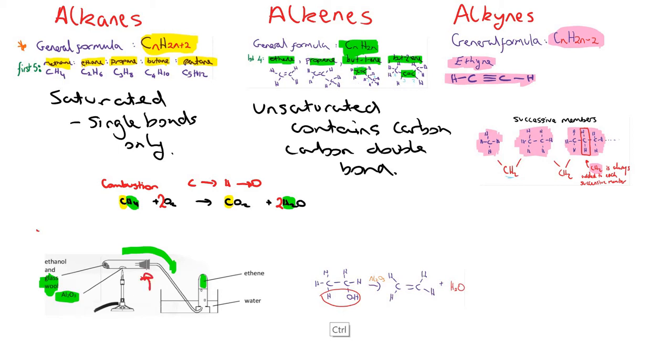This is known as a dehydration reaction because you take ethanol, which is another functional group, an alcohol, discussed later, you heat it with the aluminium oxide, and what you form here is the alkene.